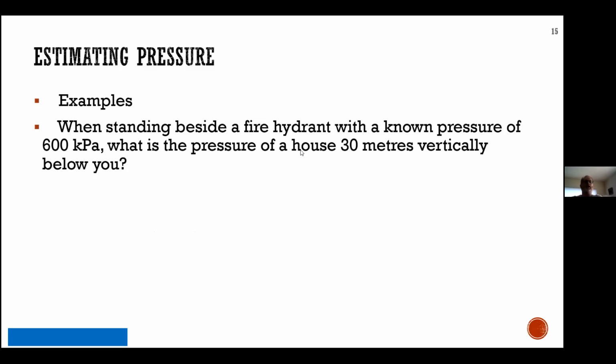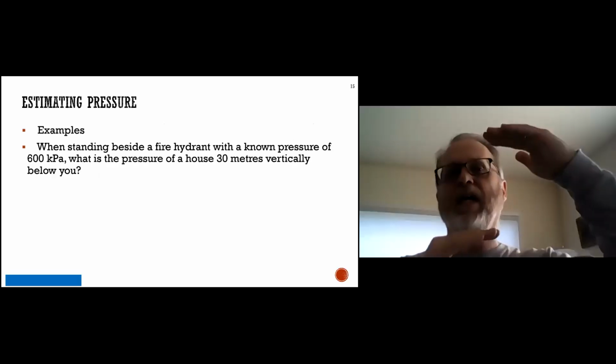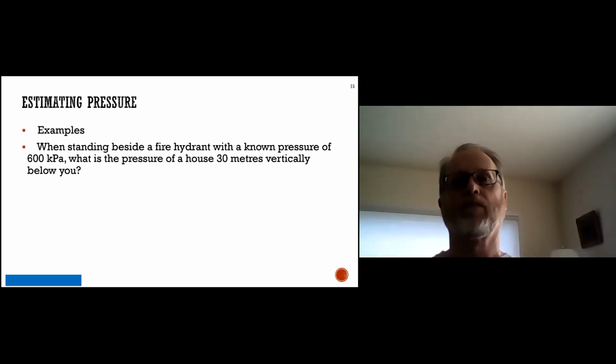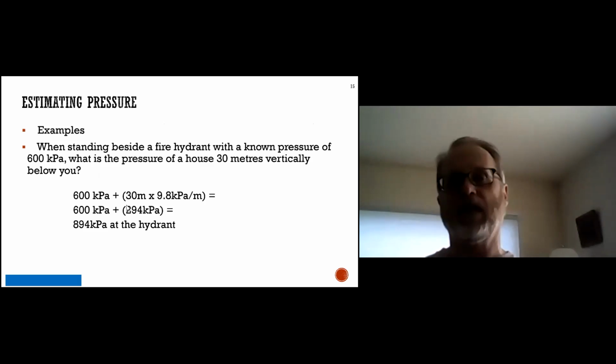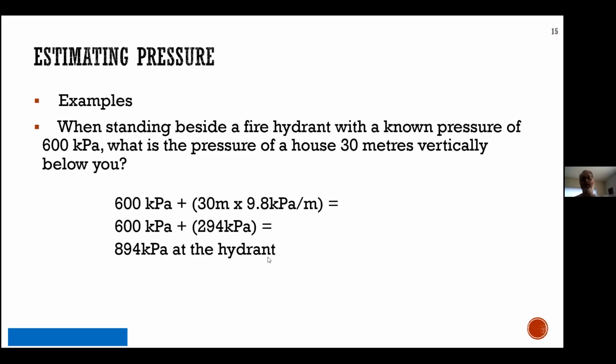So, and this is typical when you're an operator. When standing beside a fire hydrant with a known pressure of 600 kPa, what's the pressure of a house 30 meters below you? So if we're going further down, we either are adding or subtracting energy. But we know that the energy is the tower or the column of water represents close to 60 meters of head. If we're adding 30 meters in depth, right, instead of subtracting, we get 894, almost 900 kPa at the fire hydrant.